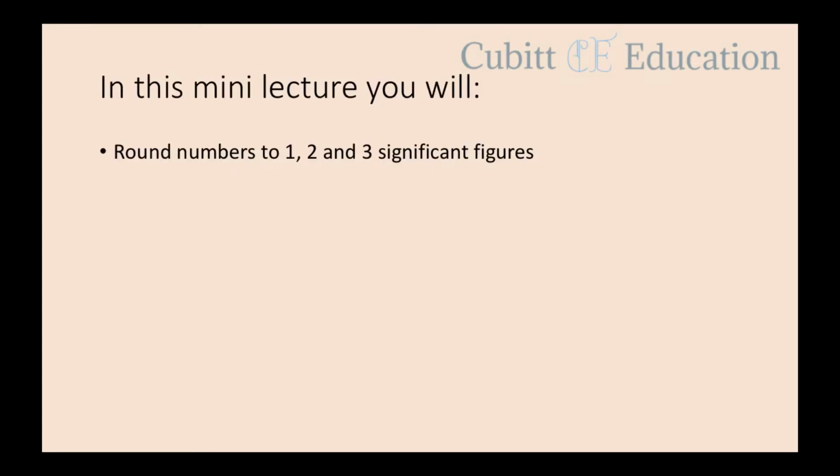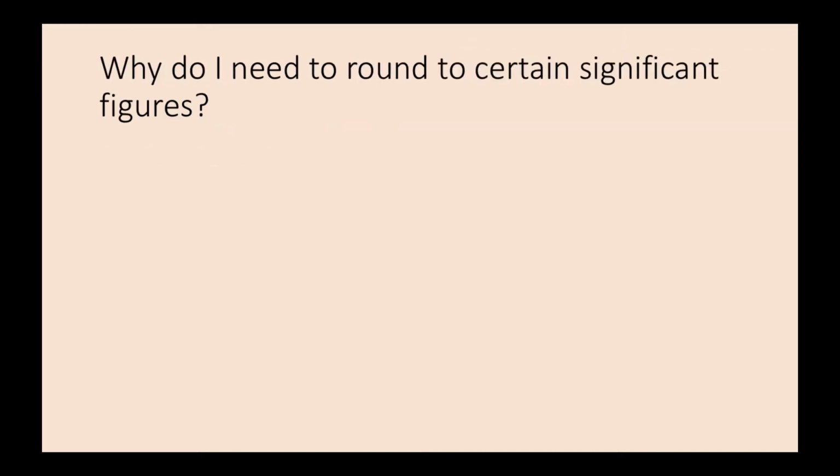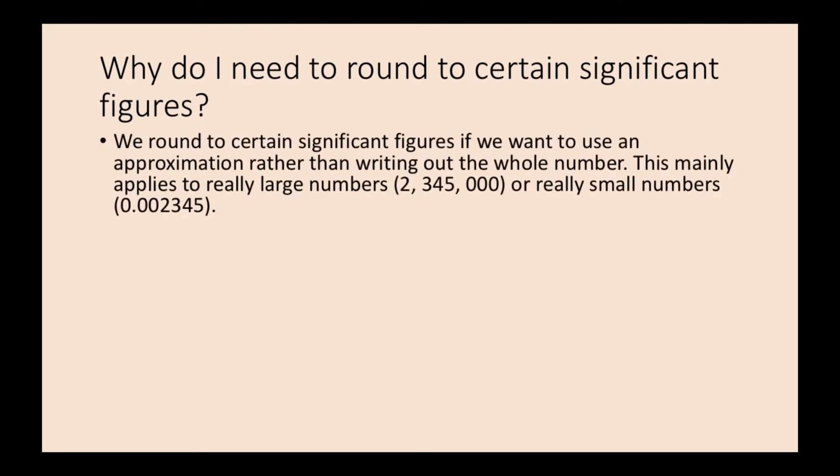In this mini lecture, you will know how to round numbers to 1, 2 and 3 significant figures. So why do I need to round to certain significant figures? We round to certain significant figures if we want to use an approximation rather than writing out the whole number. This mainly applies to really large numbers or really small numbers.